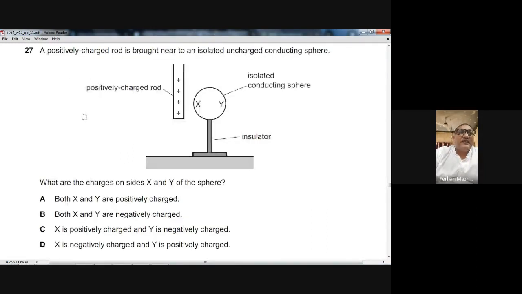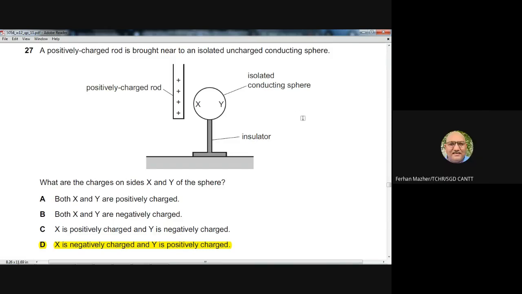A positively charged rod is brought near to an isolated, uncharged conducting sphere. What are the charges on the side X and Y of the sphere? So on this X, we will have the negative charges, and on the Y, we have positive charges. X is negatively charged and Y is positively charged. I think D is the right option, sir. Yes, sir. Question 27, very easy question. D is the right option. A very easy question.